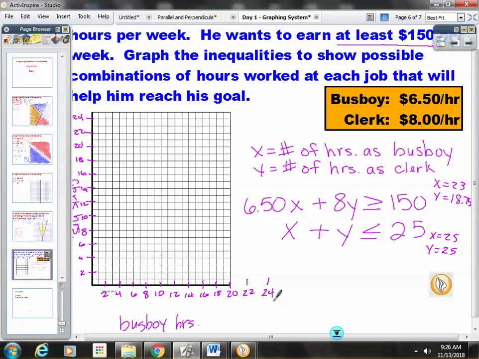It doesn't matter what you go by, does it? You can pick and go by whatever you want. I'm just trying to maximize the use of my graph paper. The bigger I can make the graph, the more accurate it's going to be.